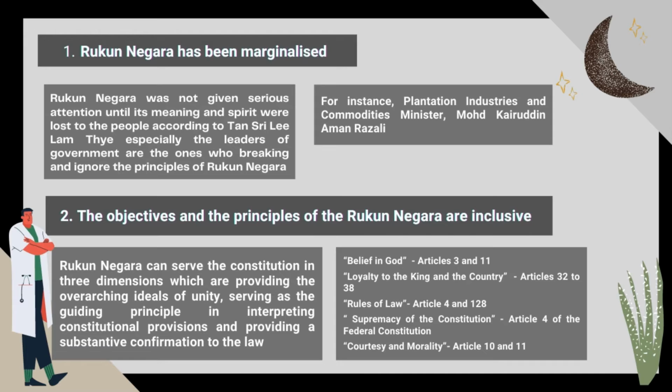The next cause to incorporate Rukun Negara into the Federal Constitution as preamble is that the objective and principles of the Rukun Negara are inclusive. The Rukun Negara can serve the constitution in three dimensions, which are providing the overarching ideals of unity, serving as the guiding principle in interpreting constitutional provisions, and providing a substantive confirmation to the law.